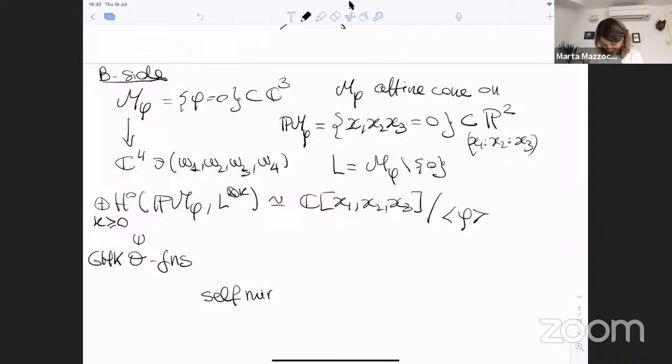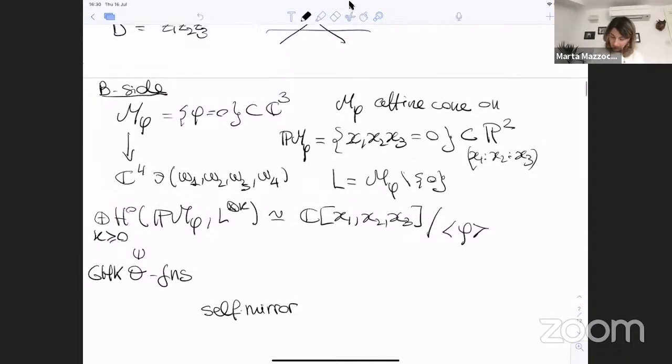Can I ask a question, actually? Sure. I'm confused a bit about the relationship between M phi and P M phi. Oh, okay. So M phi is the zero set of the polynomial phi in C3.